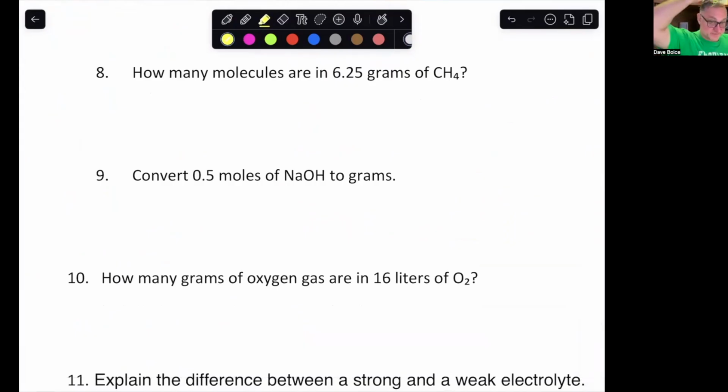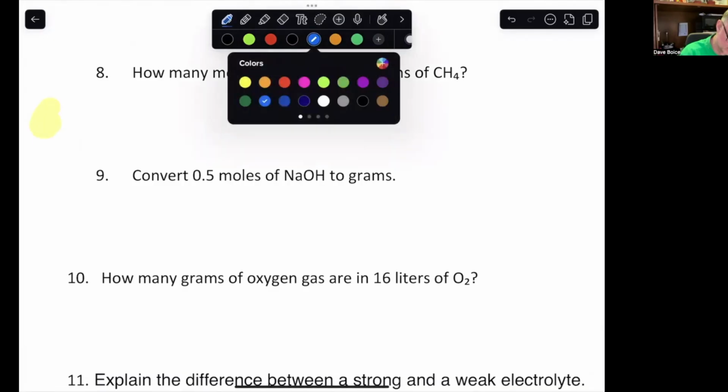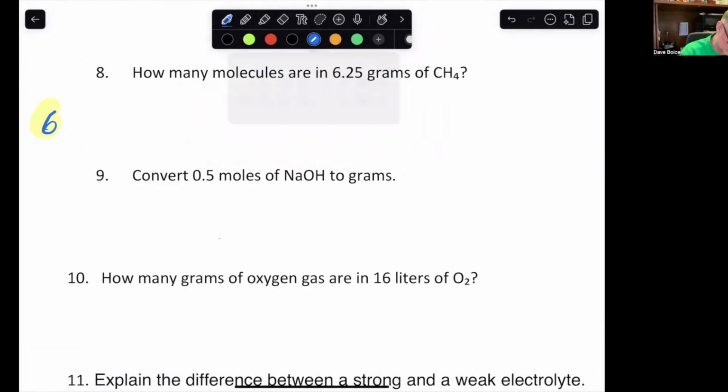Okay, how many molecules are in 6.25 grams of CH4? So again, I'm going from grams to molecules. I'm going from a measured quantity to another measured quantity. And so what I want to do is set this up first. It's a lot easier if you set things up first. And so I'm going to do 6.25 grams of CH4, carbon tetrahydride, or methane, actually.